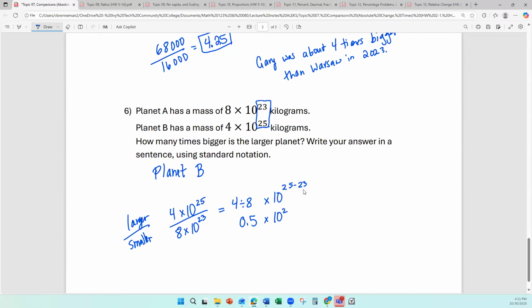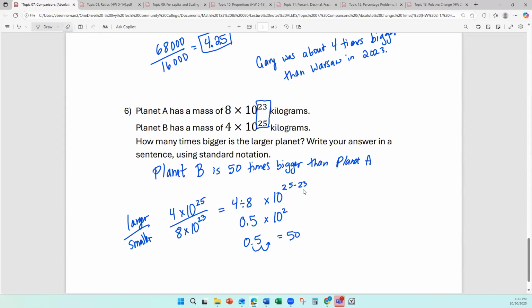And we're just doing standard notation here, so I'm not turning this into scientific notation. I'm just going to move that decimal point on the 0.5, move it 2 places to the right. So planet B is 50 times bigger than planet A.